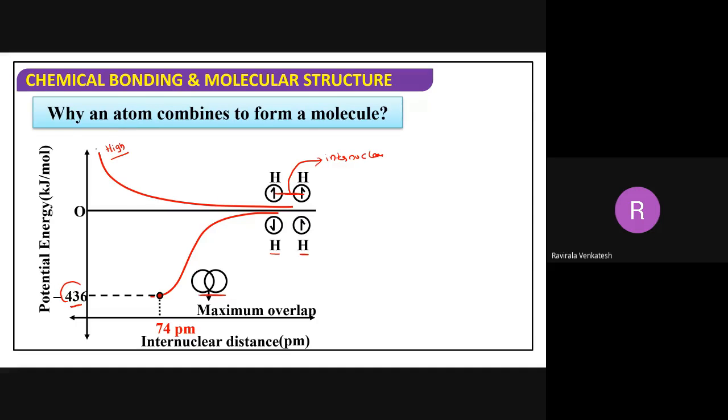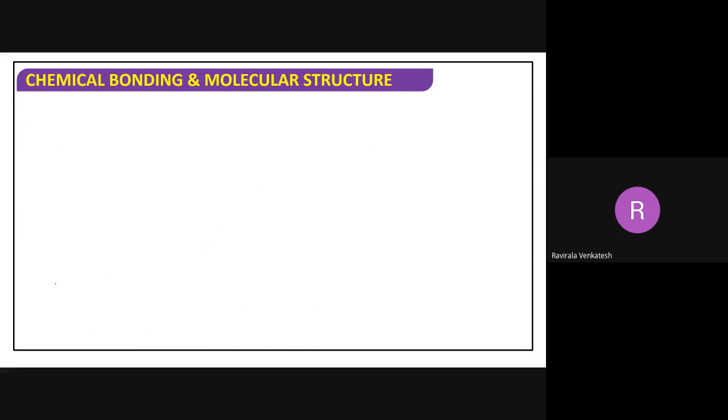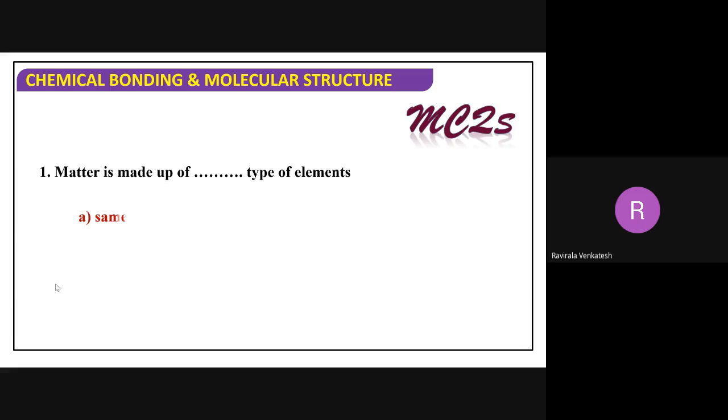From here to here, what happened? The energy dropped here. How much dropped here? 436 kilojoules of energy is released here, isn't it? So in this way, we can represent it in diagrammatic format.